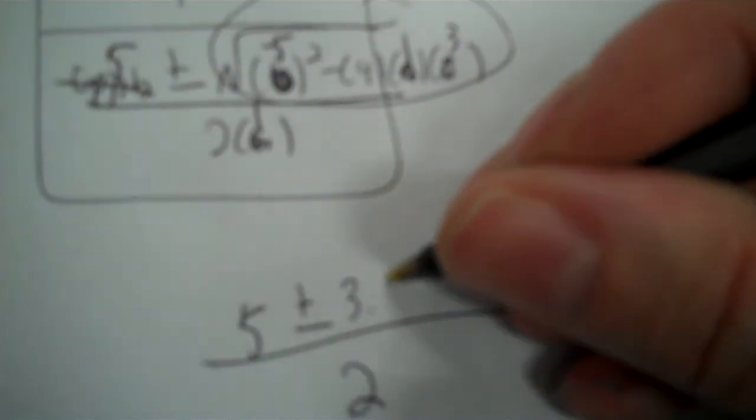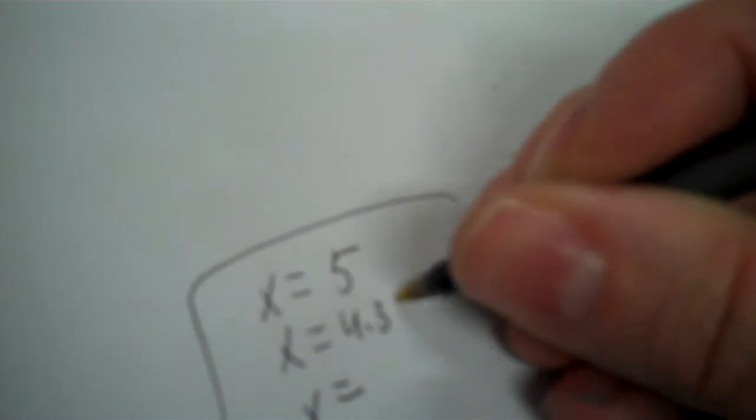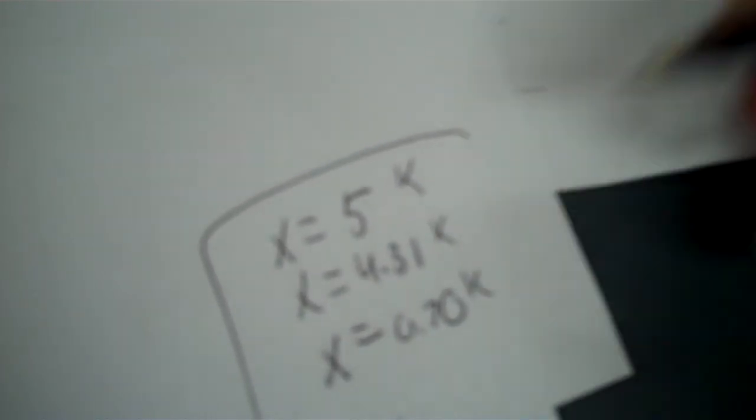Cha-ching, 3.61. Then I just proceed. Okay. 5 plus 3.61 equals, divided by 2, 4.31. That'd be 4,310 if we're going by thousands. 5 minus 3.61 divided by 2, 0.70. That'd be 700. Okay. You put K because it's in thousands, and then it's novels.